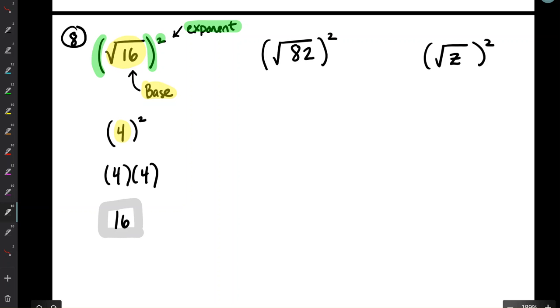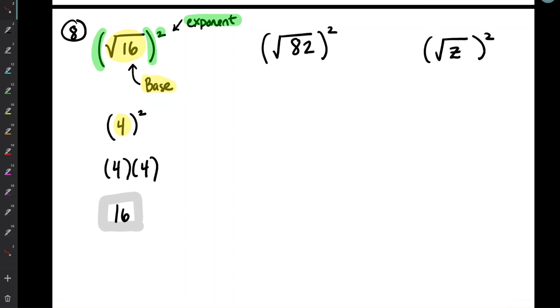But notice we didn't even need to do that because squaring and square rooting do and undo each other. So we can actually see the answer here. We don't know how to simplify the square root of 82. We'll be learning about stuff like that later, but the square root of something all squared, square rooting and squaring do and undo each other. You can see your answer right here. It's just 82.